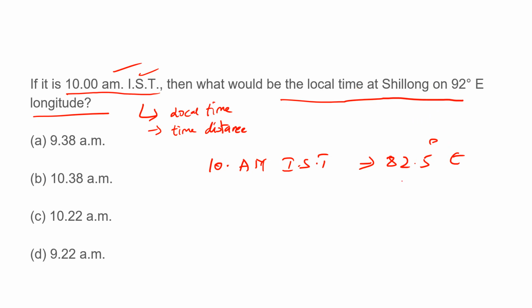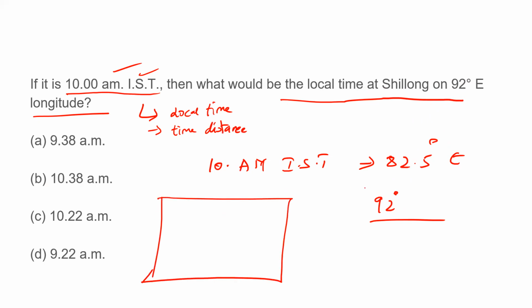So based on that, if you see 92 degrees, calculate the difference. I will give you one trick. For any kind of time distance question, first calculate the difference in longitude. The difference is 9.5 degrees, right? 82.5 to 92, the difference is 9.5. Now, for every 1 degree change in longitude, the time difference is 4 minutes. You all know the logic, no?